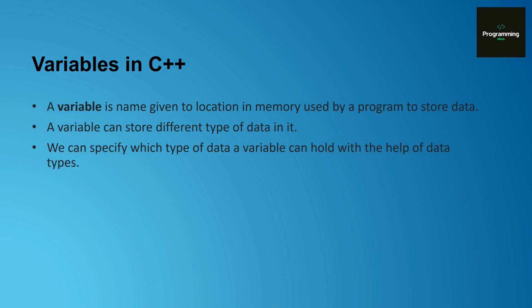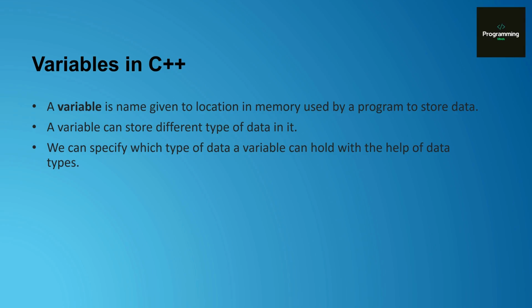So in this lecture we are going to start with the variables in C++. So what is a variable? A variable is nothing but the name given to the memory location which is used in the program to store the data. So whenever we write any program, we have variables in which we store our data which will be used in the program afterwards. So variables can be of different types.